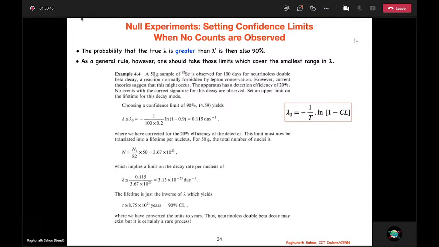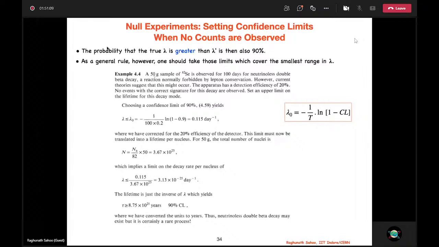Okay. So now let me take one example. Then whatever I discussed will be clear. Otherwise, I feel it is not clear. Example is the best thing to make things clear. So I am taking a 50 gram sample of radioactive selenium, and I am observing for 100 days for a neutrinoless beta decay experiment.